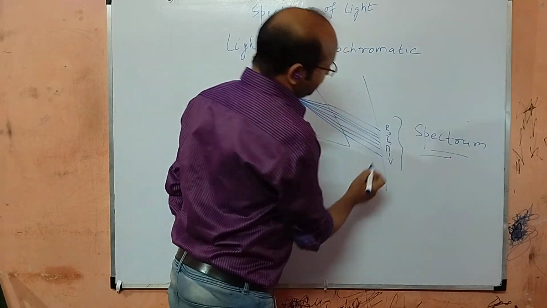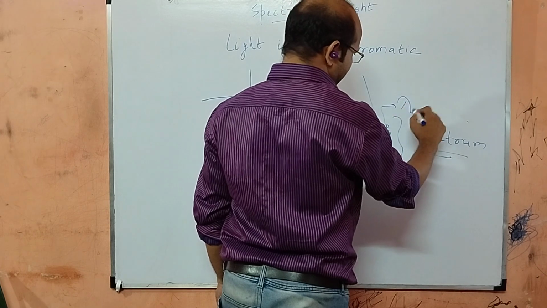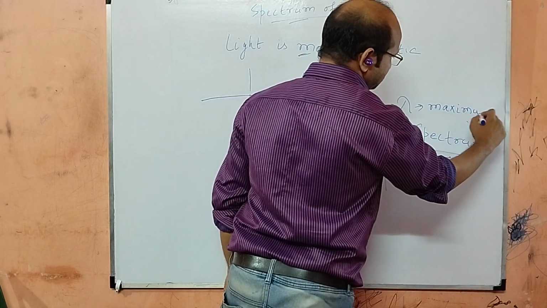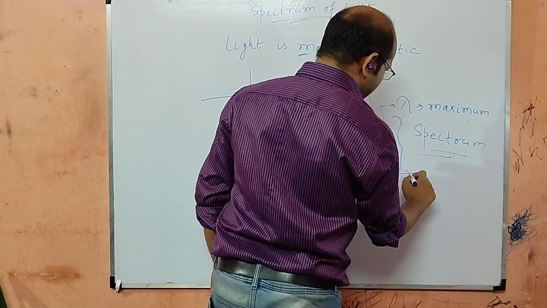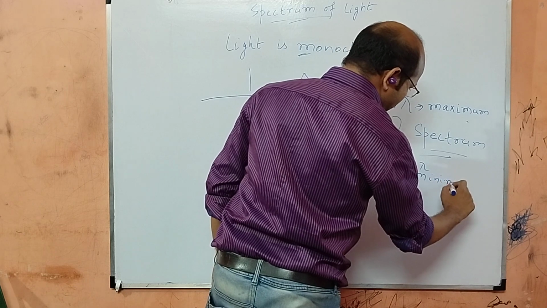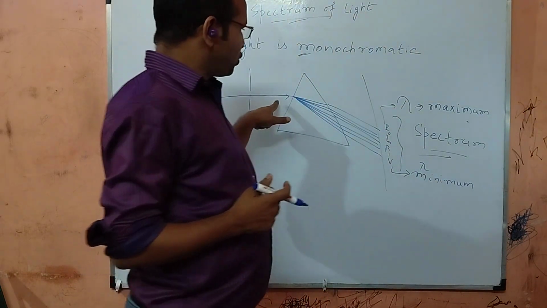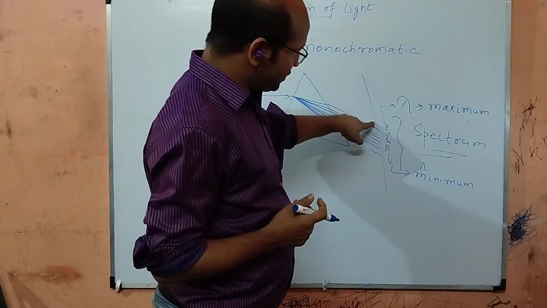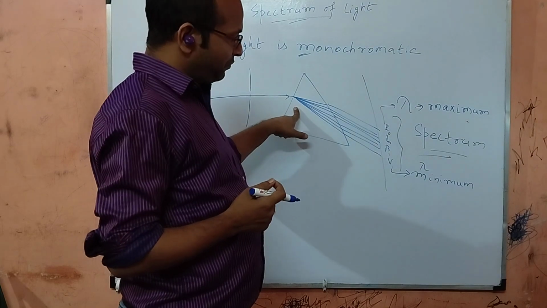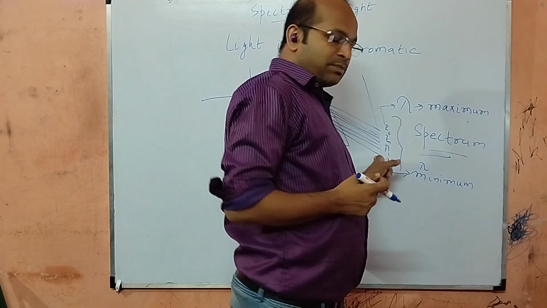Now we know that the wavelength of the red light, which is denoted by lambda, is maximum, and the wavelength of the violet light is minimum. So as the wavelength is very high, the red has to travel the least distance, so it has come over here. While in case of violet, the wavelength is minimum, so it has to travel this much distance, which is the most.